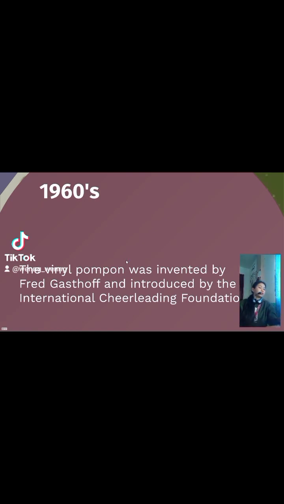Let me get you a sample of a vinyl pom-pom. Yan, para siyang ganito. Okay, guys. So, an example of a vinyl pom-pom is like, para siyang ganto ng makapal, wherein nilalagay natin sa ating kamay. So, we can use this as props during our cheer dancing. So, that is the vinyl pom-pom. So, in the 1960s, always remember the use of a vinyl pom-pom, which was invented by Fred Gastoff. Again, the vinyl pom-pom was invented by Fred Gastoff and introduced by the International Cheerleading Foundation.